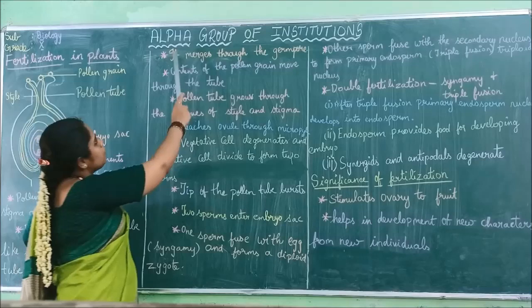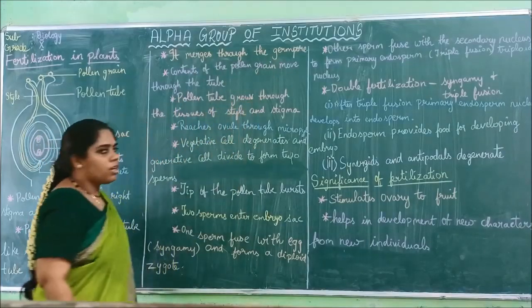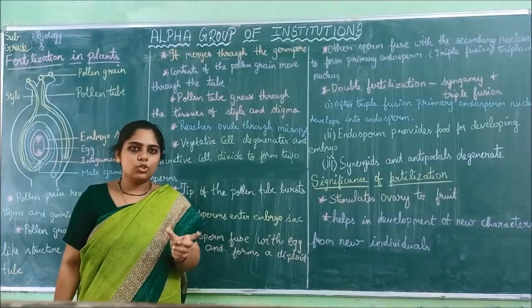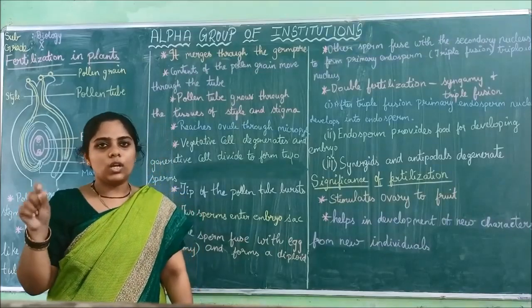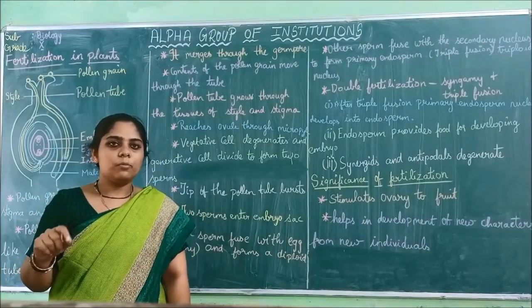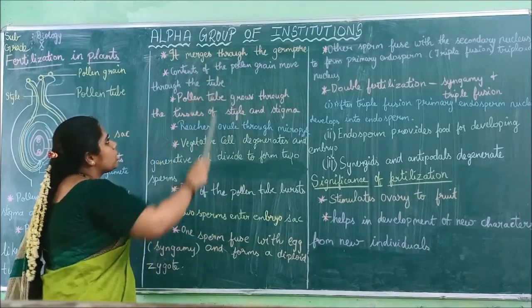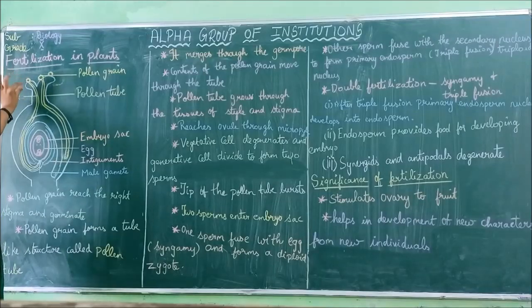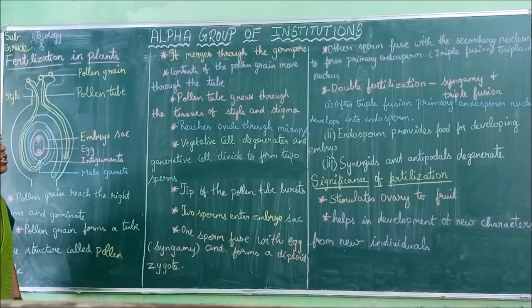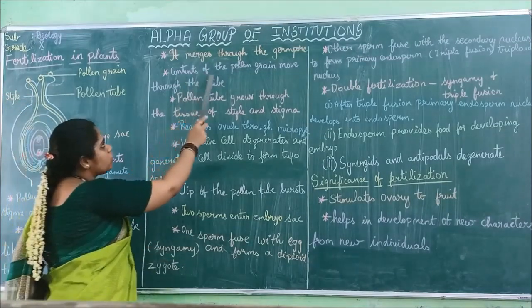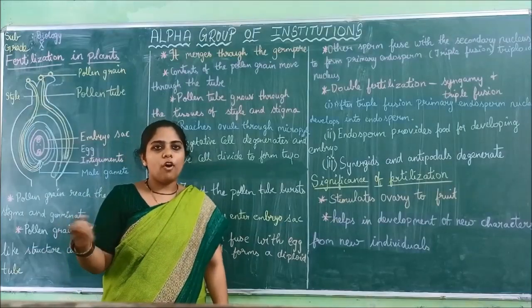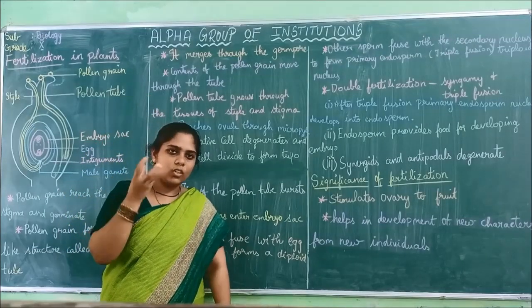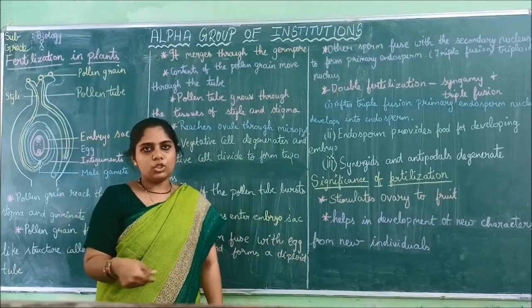Then what happens? It emerges through the germ pore. Where have you heard this term germ pore? In the structure of the pollen grain, the outer layer has small pores called germ pores. From there only the tube arises. It emerges through the germ pore, and the contents of the pollen grain move through the tube. All the contents inside the pollen grain move through the tube.